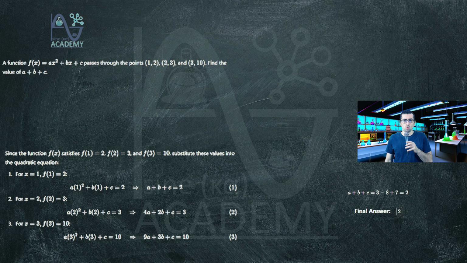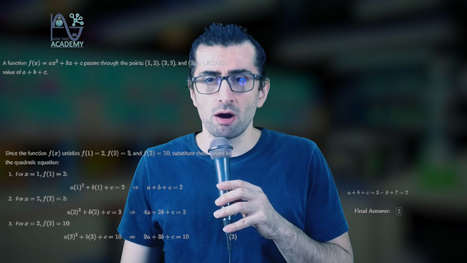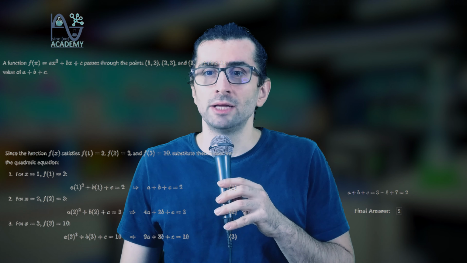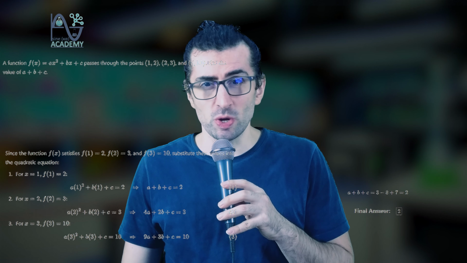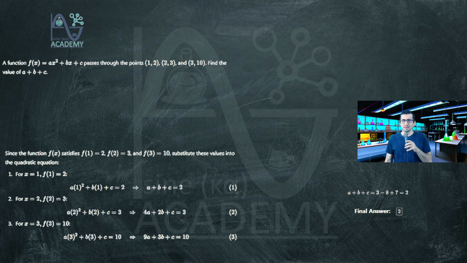Step 1, the framework of the quadratic universe. We begin with the quadratic function f(x) equals ax squared plus bx plus c. Yes, a timeless equation, deceptively simple yet boundlessly profound. Using the coordinates (1, 2), (2, 3), (3, 10), we conjure three equations, each a potential window into the mathematical ether.